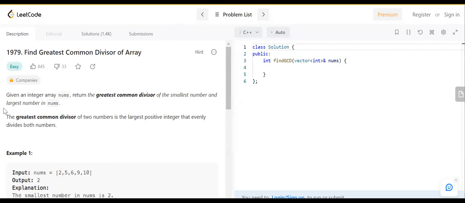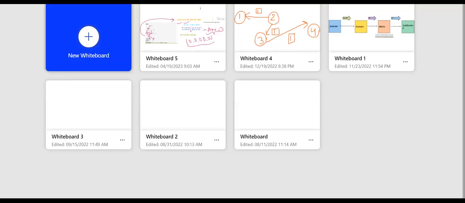Okay, so today we have this question, which is a very easy question: we have to find the greatest common divisor of the array, GCD. So basically, what is a GCD? The answer is in the question itself, it is GCD, right? So if we write it out, greatest common divisor.